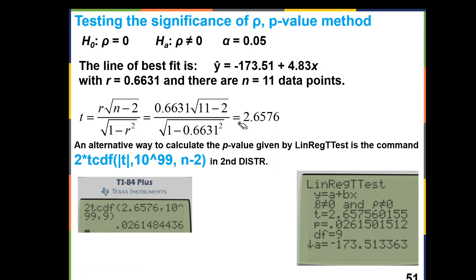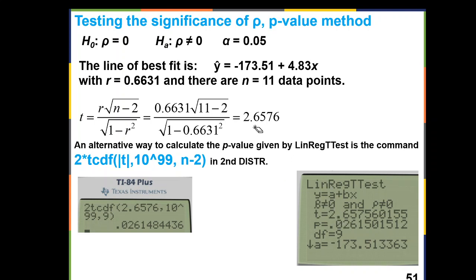All right, so basically by hand, this is what we have to do. We have to find t, which is going to be r times the square root of 11 minus 2, because we had 11 numbers, 11 pairs, and then over the square root of 1 minus r squared. Use a calculator, and that's what you get. Well, that's the same number that we had. So we don't really have to do this because the calculator does it for us.